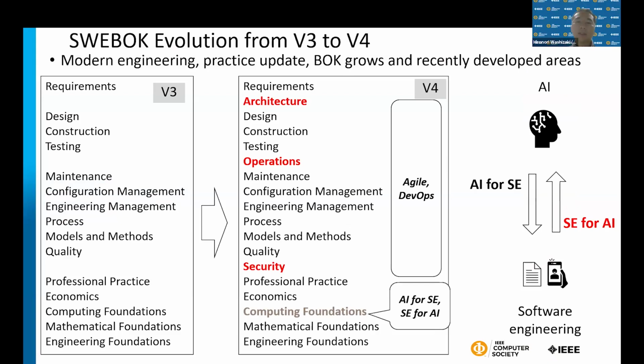Well, I said that the fundamentals aspect would not be updated so much, such as the importance of requirements or design. But at the same time, we highlight the emerging and much more important areas. So that's why in the new version 4 of the CBOK guide, we are going to add additional knowledge areas such as architecture, operations, and security.